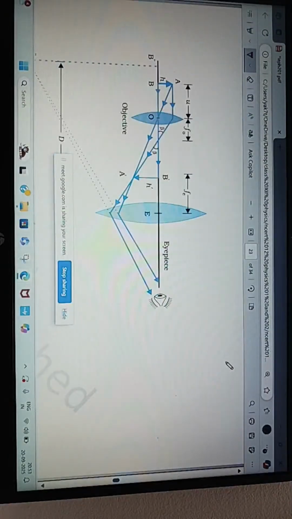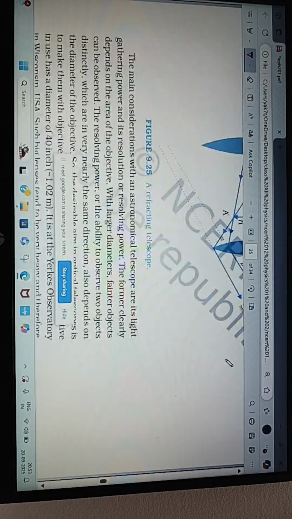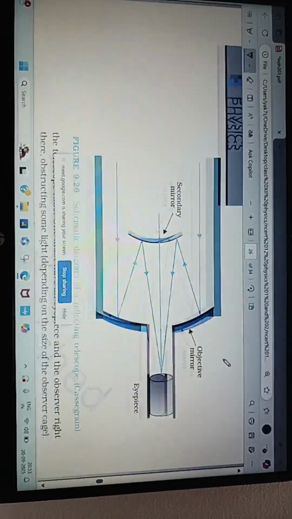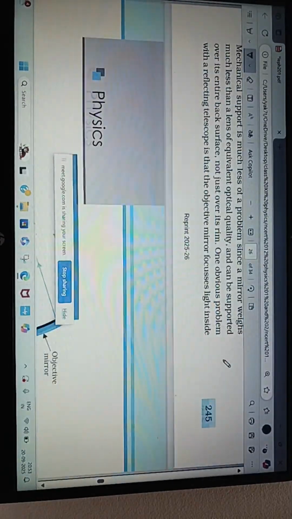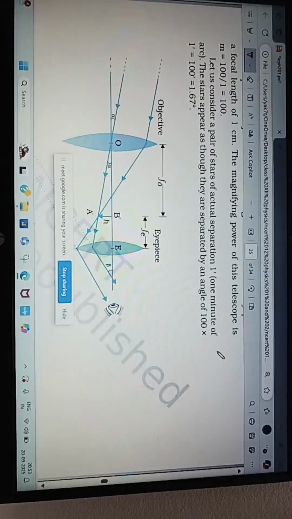Right now only, because I am going to show a very important derivation now. Compound microscope, this derivation. Then again, what is there? Telescope is also there. Again, it is angular magnification, when the image is at infinity. Compound microscope, telescope. This is one telescope. This is another telescope. There are two types of telescopes.